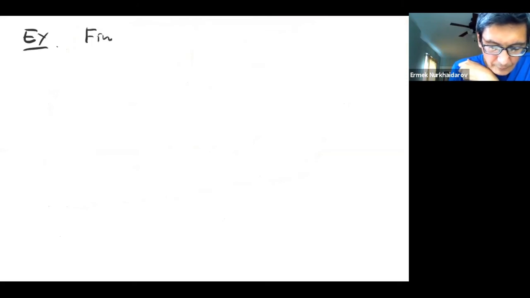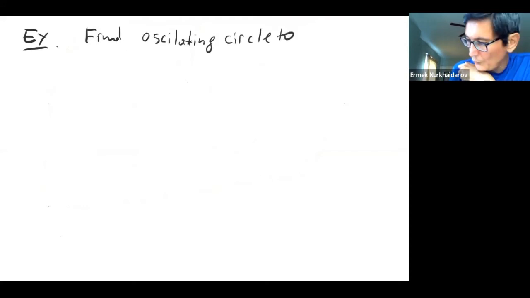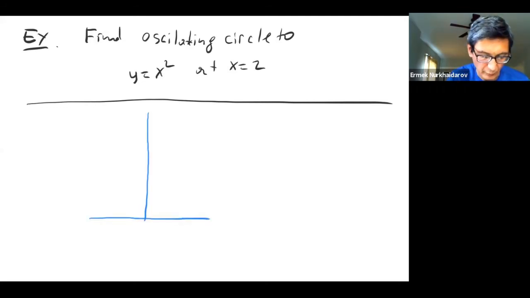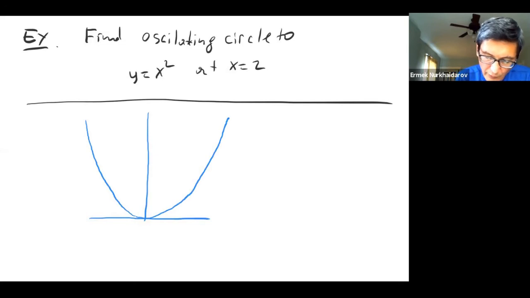Find osculating circle to y equals x squared at x equals to 2. All right, let's see what I mean by that. So we have our parabola. Okay. Then we have our point x equals 2, y equals to 4. Then we have tangent vector. Then we have normal vector.